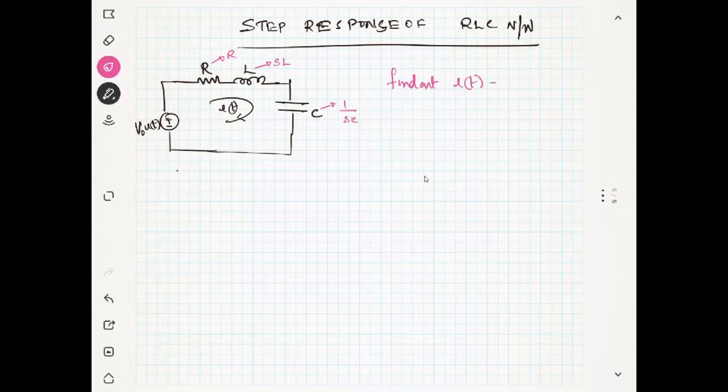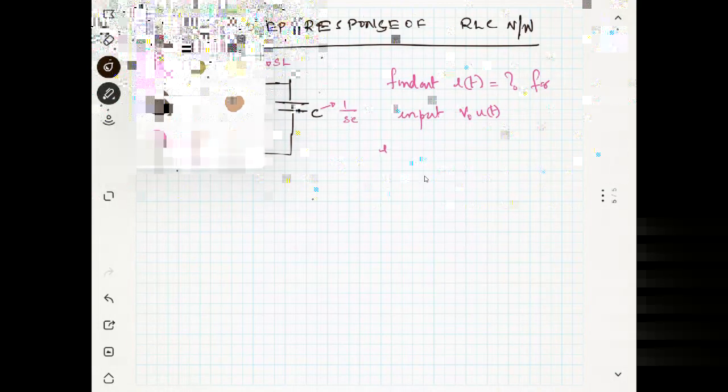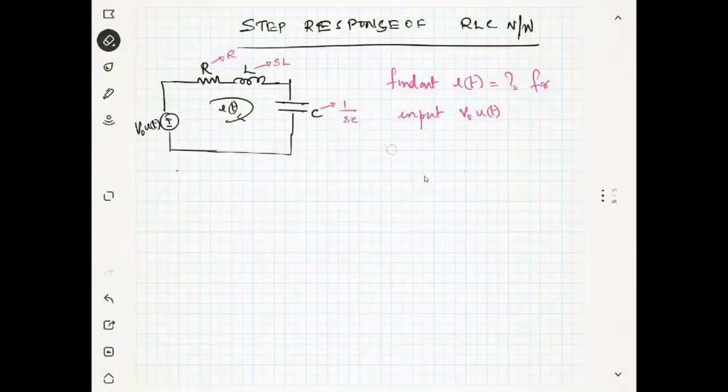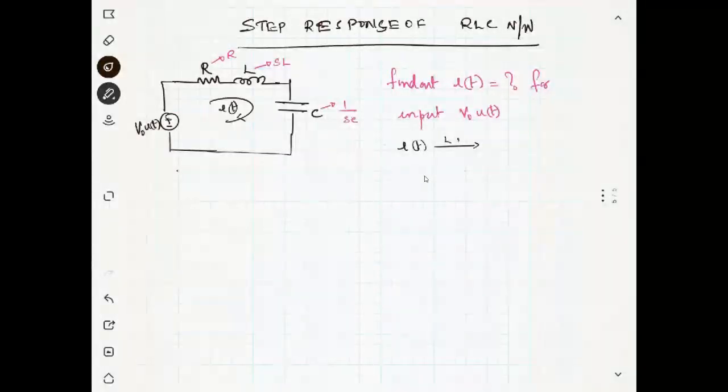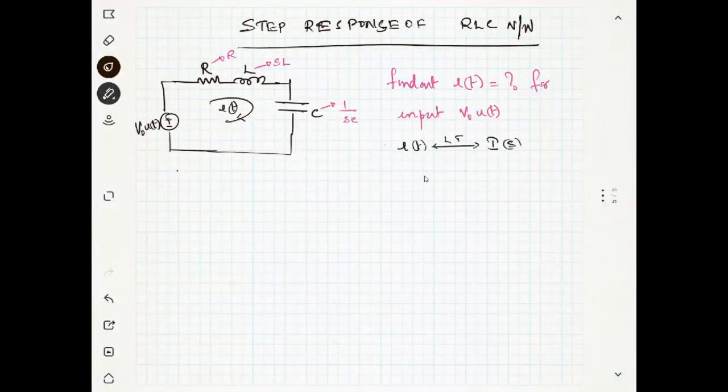the I of t, for the input. How will the current look if I know the voltage step input V naught into u of t? So what will be my Laplace transform of my current? I of t has the Laplace transform I of s. I am using a double arrow. Why am I using a double arrow here? That means you can change from time domain to s domain and vice versa, in both directions.